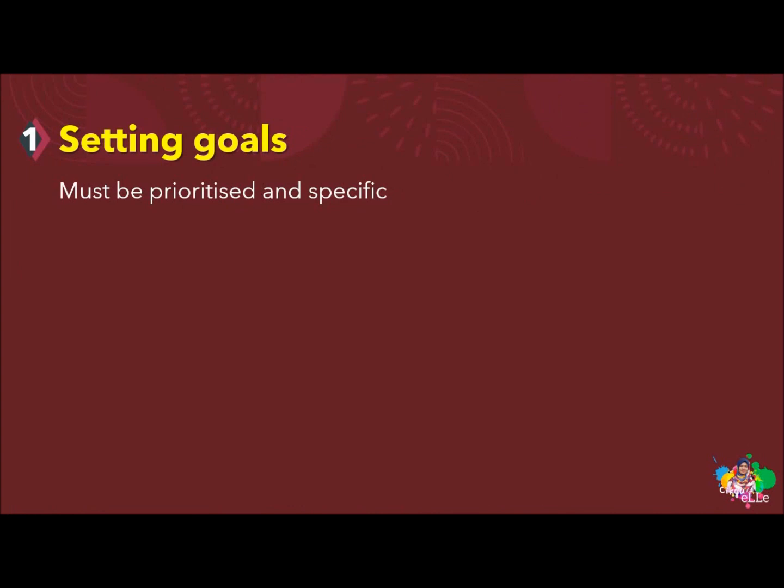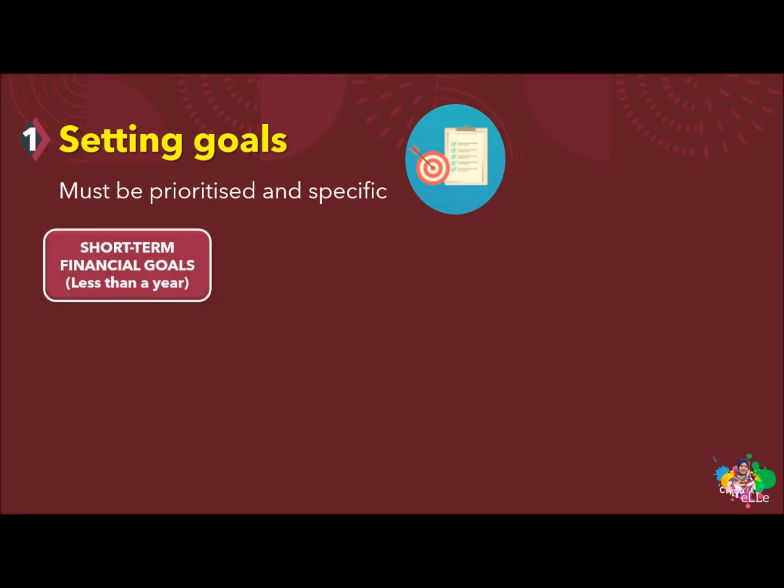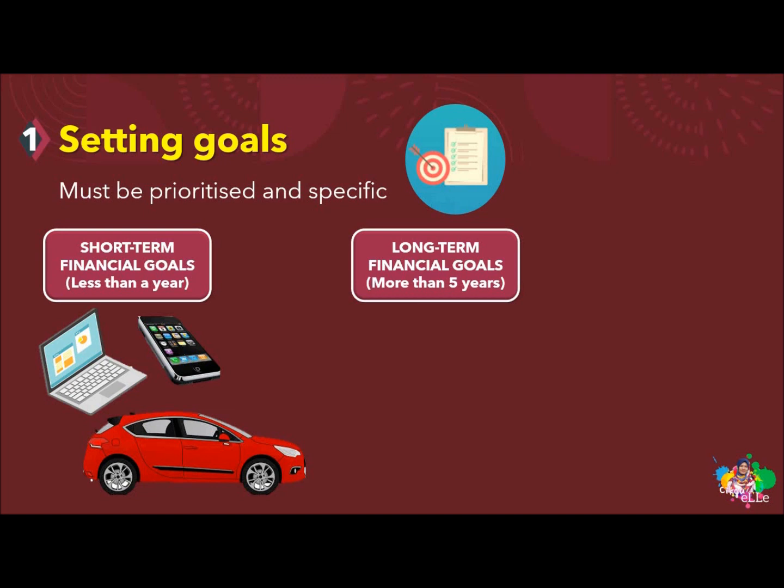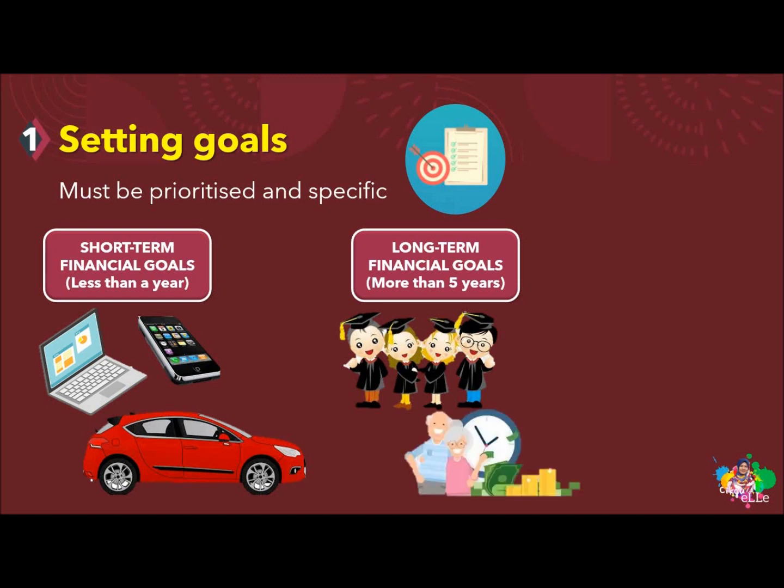First we look at setting goals. When you set a goal, it must be prioritized and specific. Goals are actually divided into 3, and for this syllabus you cover the short term and long term. Another one is the intermediate term. Short-term financial goals can be achieved in less than a year, for example, to buy a laptop, to have a smartphone, and to buy a car. Long-term financial goals involve more than 5 years, for example, the education of children and saving for retirement.